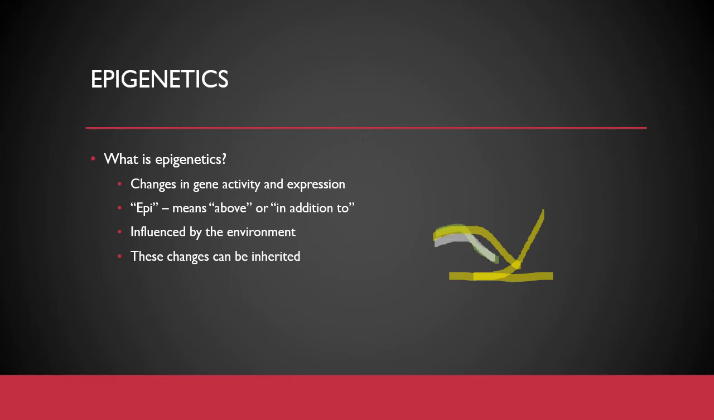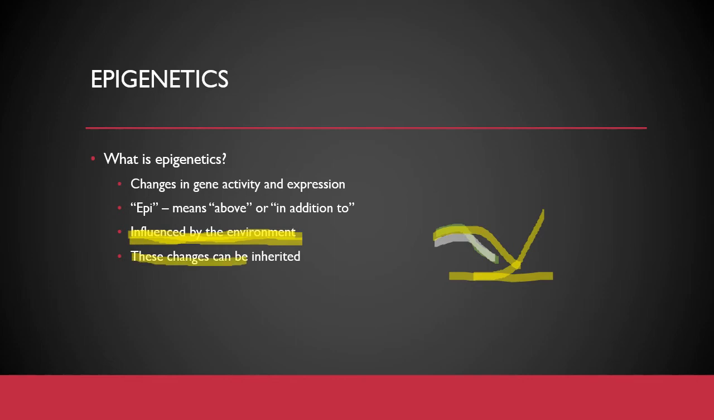Now, these factors are environmental. So what this is saying is that the genes are influenced by the environment, and that actually changes at some point the activity or the expression of the cell. So it changes the way the cells act, and these can be inherited.